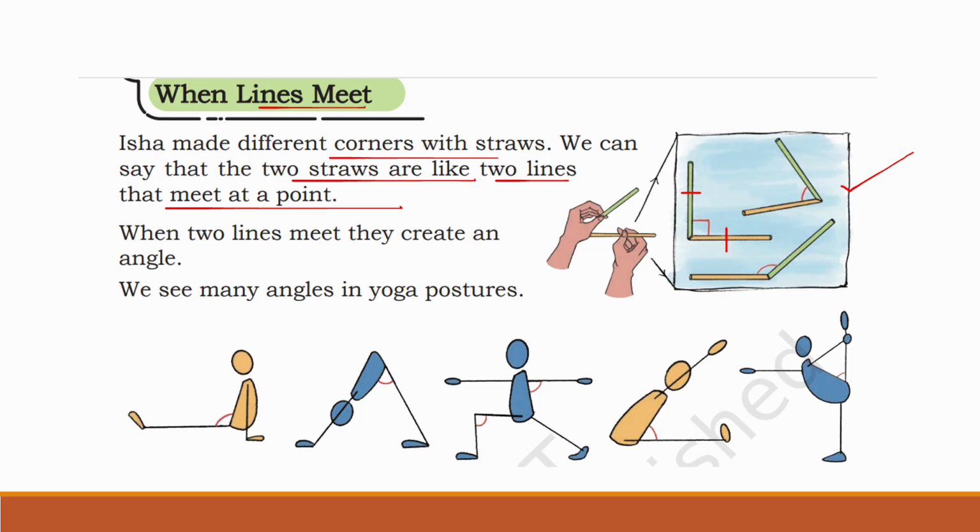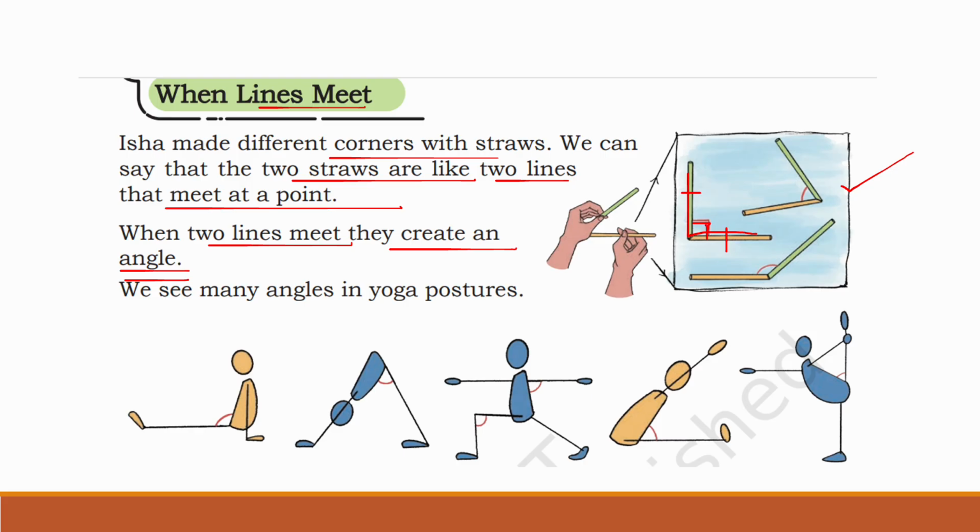When you put the ends of these two straws together so they touch, they look like two lines meeting at a point. When two lines meet, they create an angle. This is important. When two lines meet, they create an angle. See this picture? These two lines create an angle here.